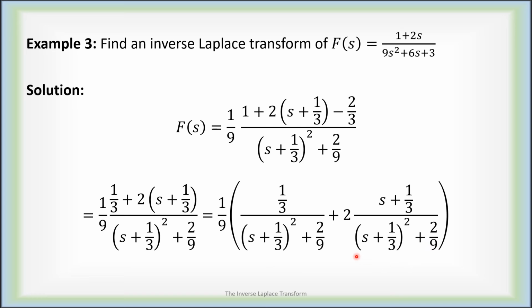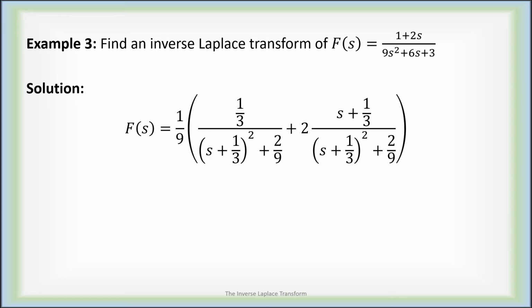This bit here, I can now handle pretty nicely. I've got s minus a over s minus a squared plus omega squared. I can take an inverse Laplace transform of this. We're just going to have to deal with this first part now. So here's where we are so far. We know we're going to be okay in that second term. Let's work on the first.